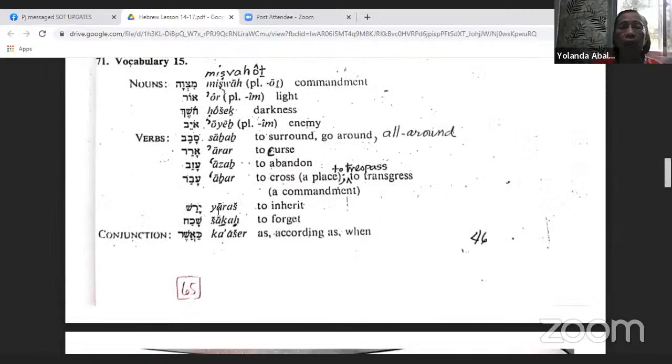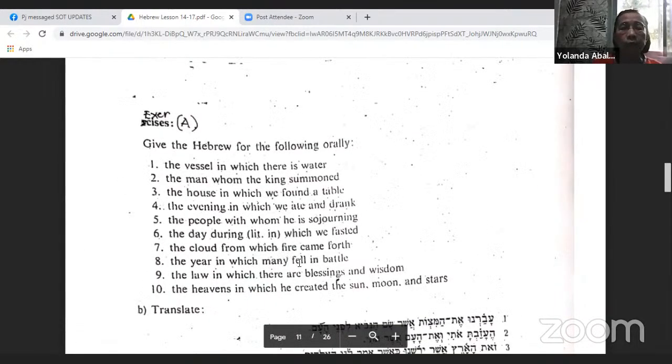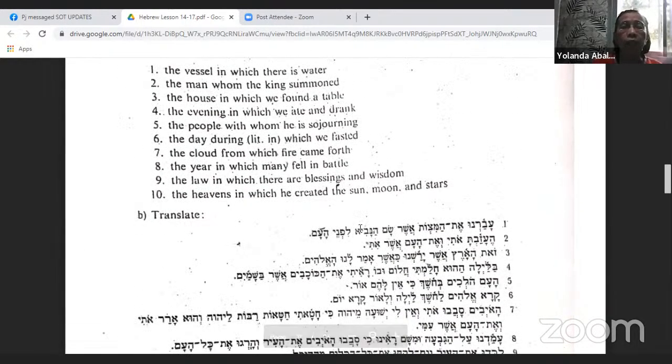Then the word yarash. Hindi po ito yarats. Yarash means he inherited. Then we have the word shakak. Shakak is he forgotten. Ang zakar, he remembered. Ang shakak, he forgot. Yes? At ang conjunction, kaser. Kaser serve as conjunction as, according as, when. Alright, ito tayo.